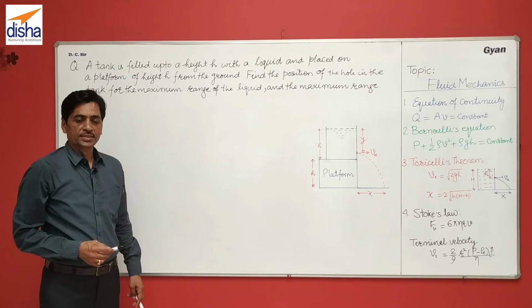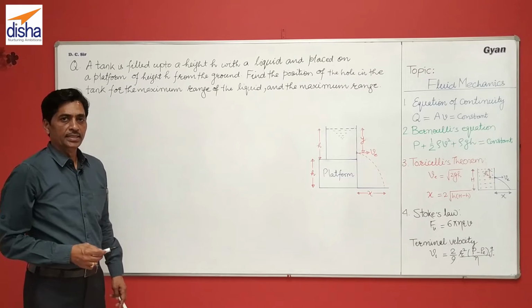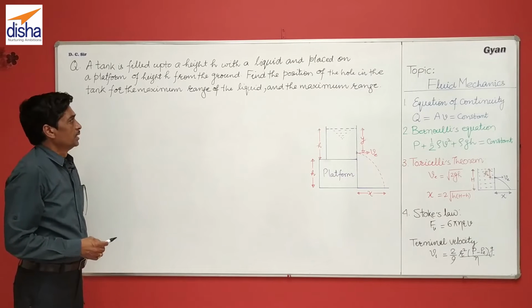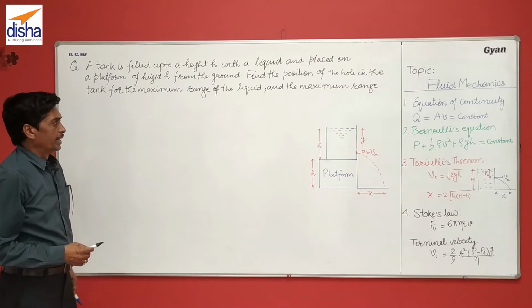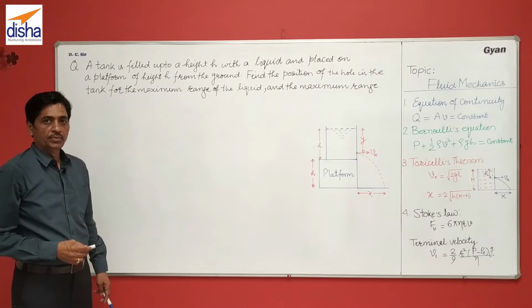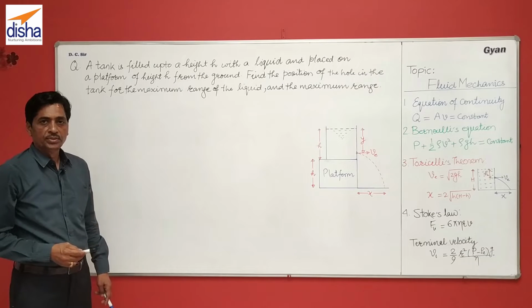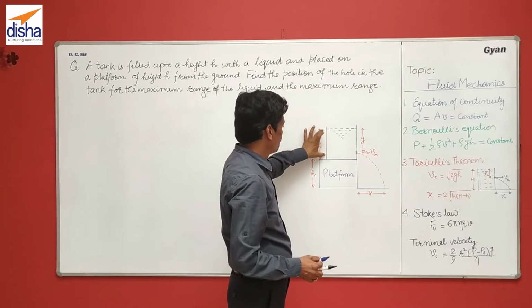Students, I am going to discuss a problem of fluid mechanics. The specific topic is Torricelli's theorem. The problem is: a tank is filled up to height h with a liquid and placed on a platform of height h. Find the position of the hole in the tank for the maximum range of the liquid, and the maximum range. Okay. Now here you have a tank filled up to height h.